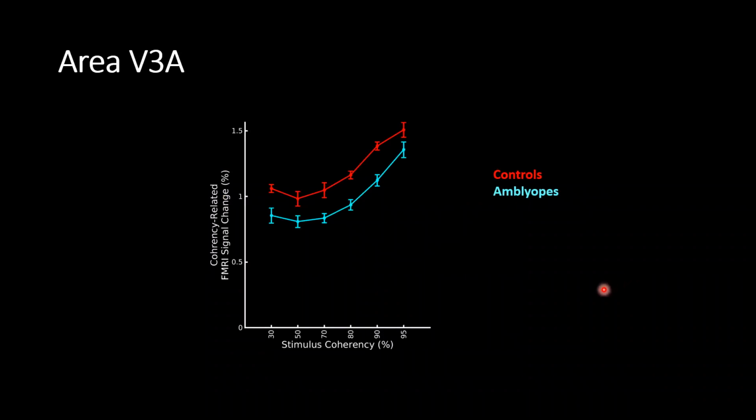Here you see the activity measured in area V3A. Since the foveal representation in V3A is very small, we only show the activity measured in motion-selective sites detected in the whole V3A. Similar to V3, here you can also see a significant between-group difference, due to a decrease in the level of motion selectivity in amblyopes compared to controls in the presence of noise.